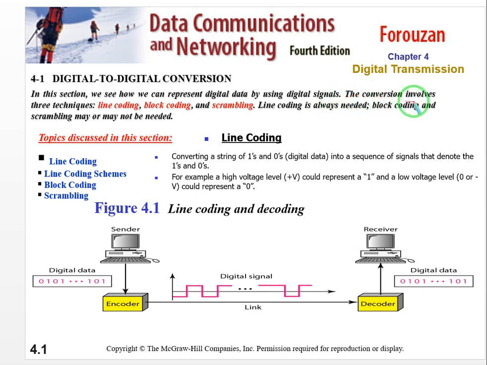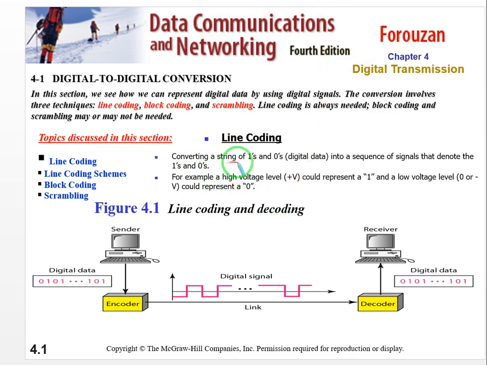The conversion involves three techniques: line coding, block coding, and scrambling. Line coding is always needed. Block coding and scrambling may or may not be needed. So the topics we will discuss in this section are line coding schemes, block coding, and scrambling. First of all, we need to know about line coding, which is so simple.